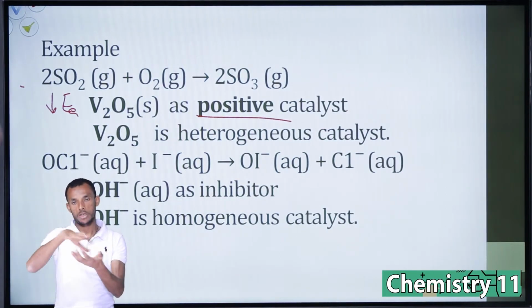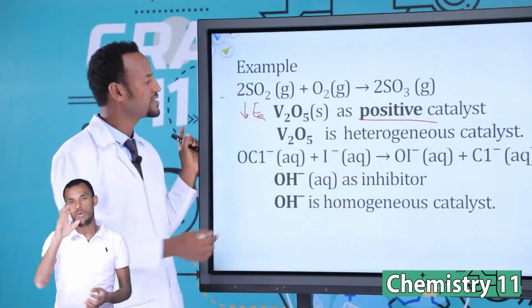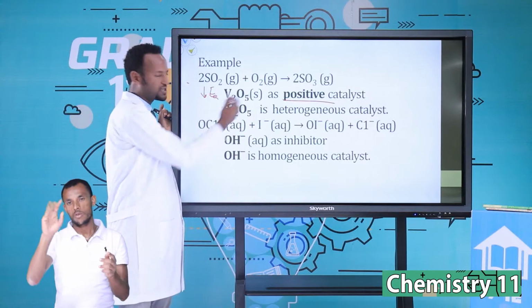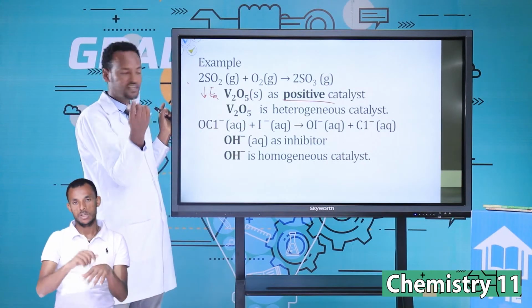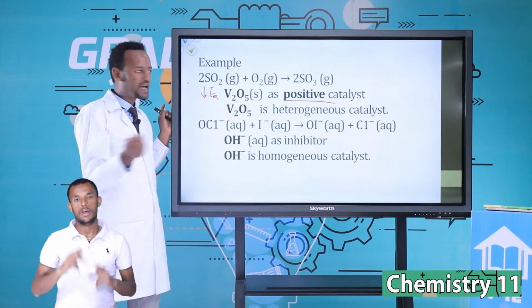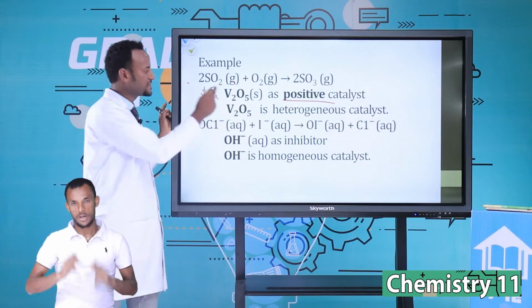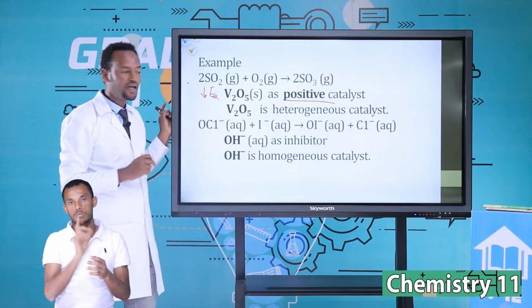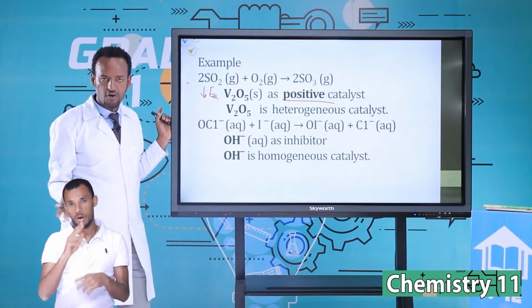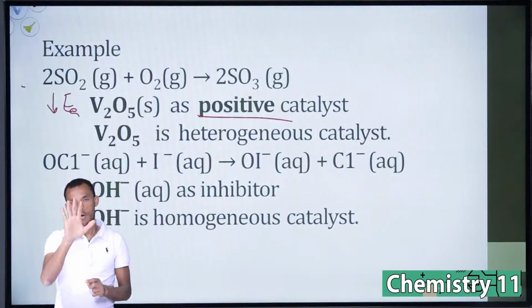Again, V2O5 is a heterogeneous catalyst. V2O5 is solid, and the state of the reactant is gas. What is the physical state of the reactant? Gas. What is the physical state of the catalyst? Solid. Is it the same physical state? No. Therefore, V2O5 is a heterogeneous catalyst.